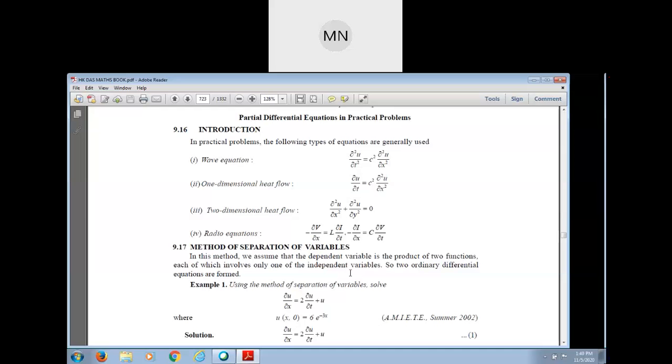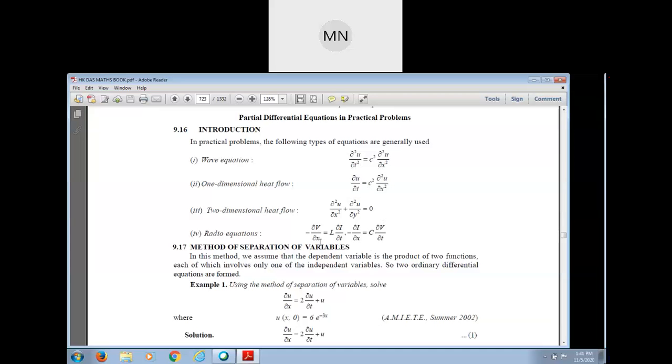Suppose u can be written as the product of two functions, capital X and capital T. Here capital X must be a function of small x, because small x is an independent variable for this equation. Similarly, small t is an independent variable. So u equals capital X of x times capital T of t, where capital T is a function of small t.